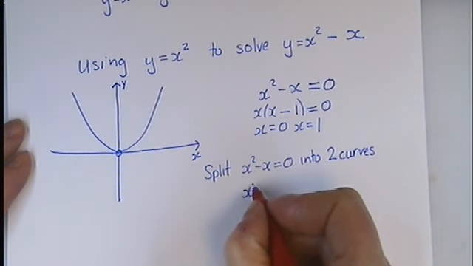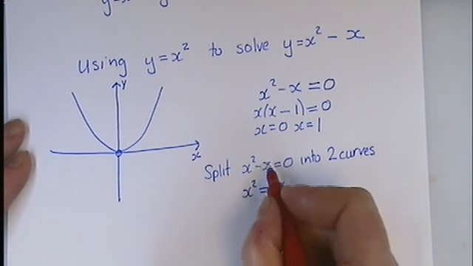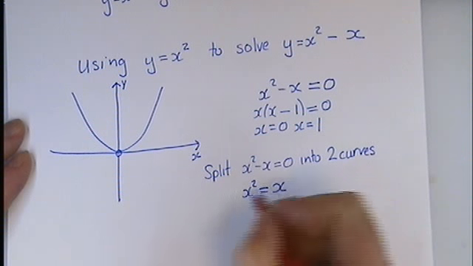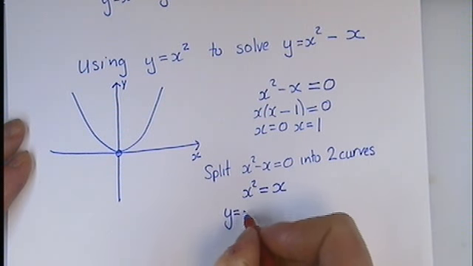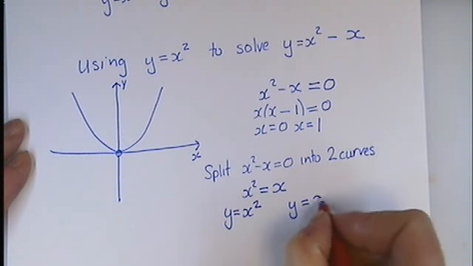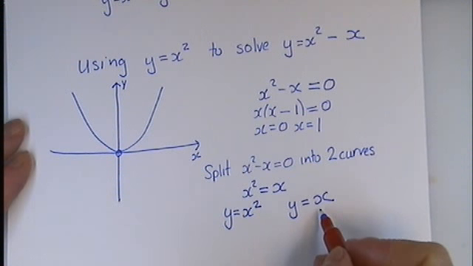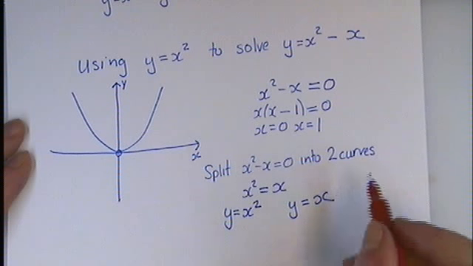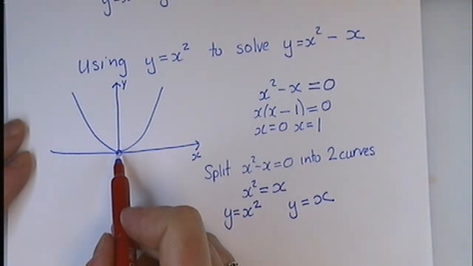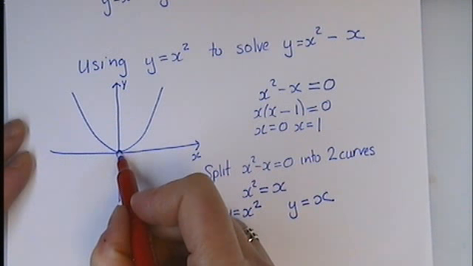So I'm going to have x squared equals x. I've just taken my negative x and added x to both sides. So I now can draw y equals x squared, which I already have, and y equals x. So y equals x is a line with a gradient of 1, and it has an intercept of 0 because we've got nothing on at the end. So I'm going to go to my graph now, and I'm going to draw y equals x. So it goes through the origin, and it's 1 across and 1 up.